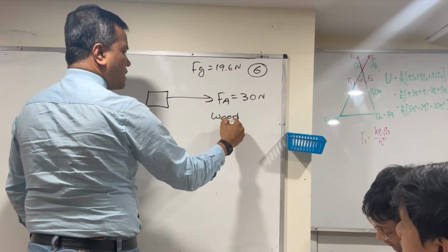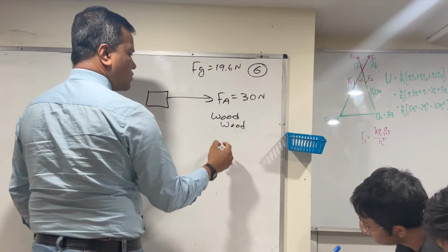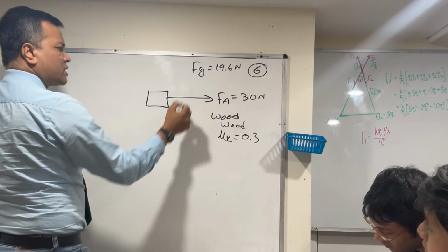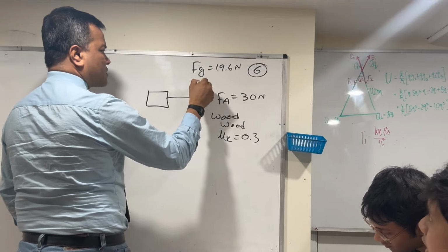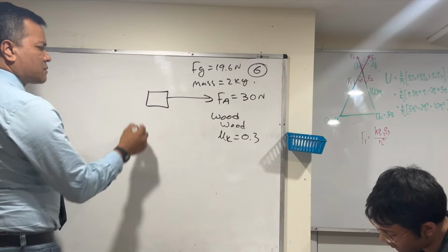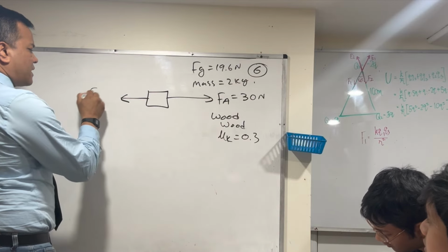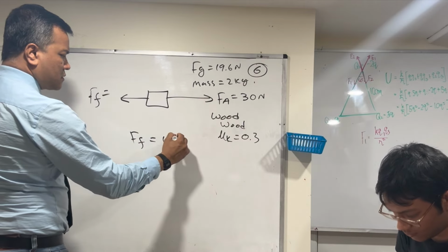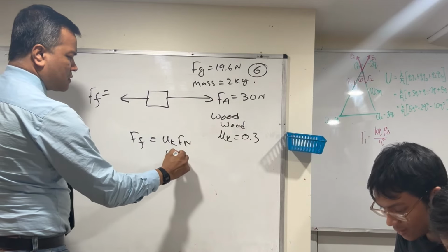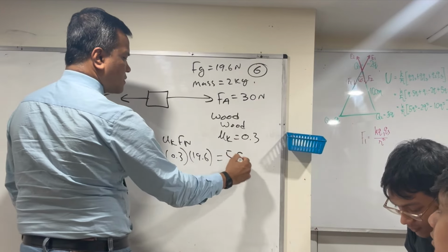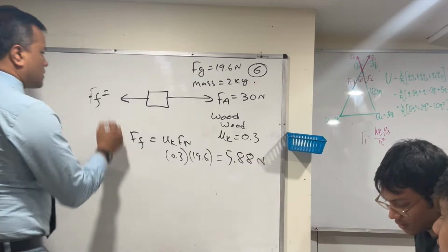Can you tell me the coefficient for wood on wood? 0.3. And can you tell me the mass? 2 kilograms. All right. Can you quickly tell me what is Ff? It's just going to be mu k times FN, which is 0.3 times 19.6, 5.88. Yep, he's correct. Then all you have to do is subtract the force applied from 5.88.